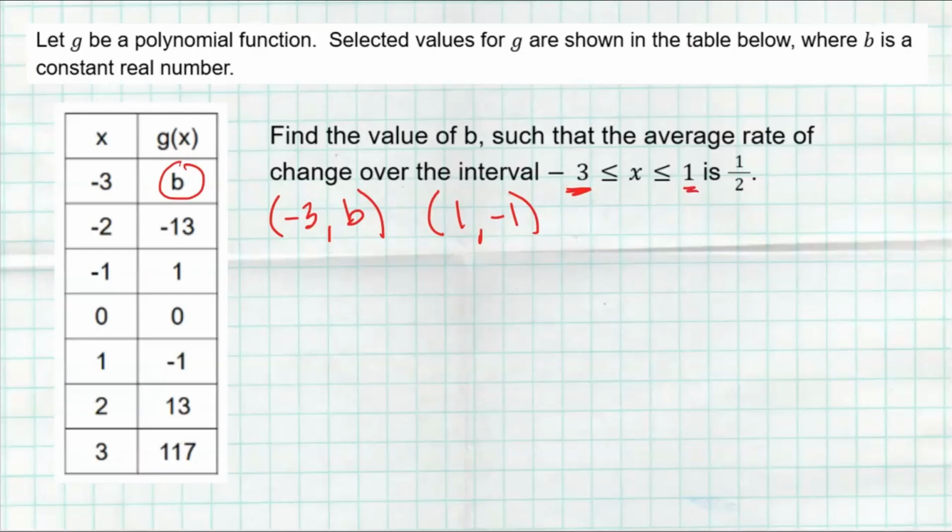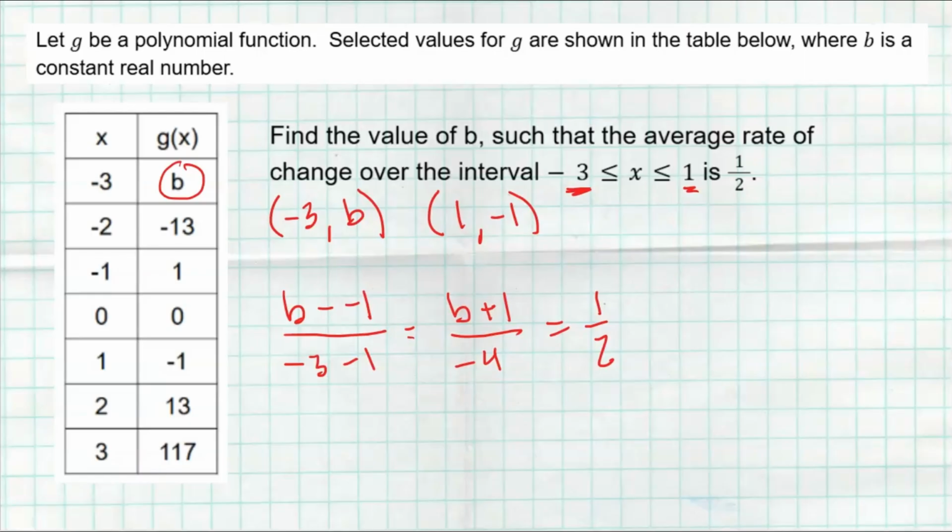Now, let's go ahead and calculate what that average rate of change would be. Well, it would be b minus -1, subtracting our outputs on top, divided by -3 minus 1 in the denominator. So that's going to be (b + 1) divided by -4. Now we know that the average rate of change is 1/2, so just set that equal to 1/2, and we're going to solve for the b value that would allow this rate of change to be 1/2.